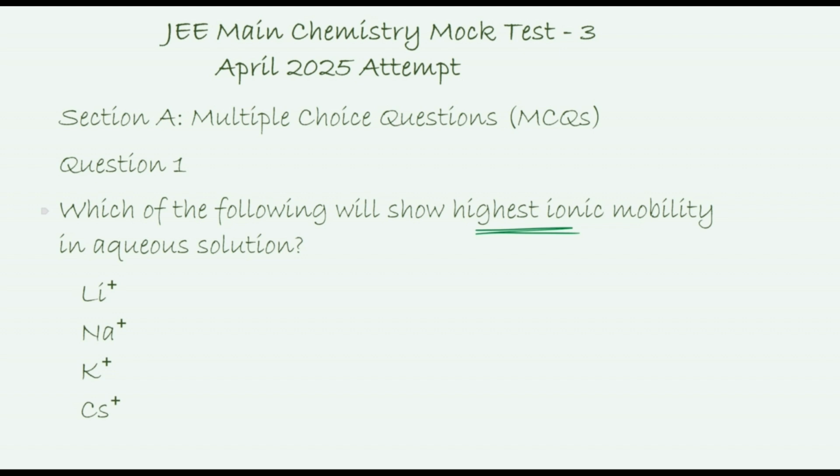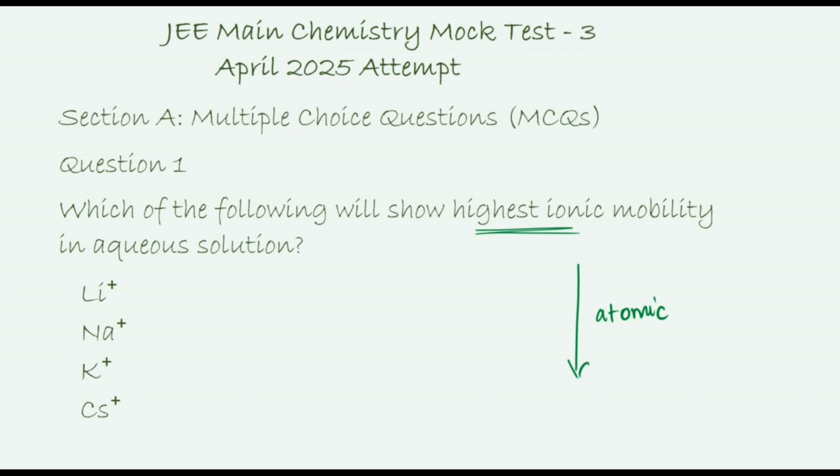Alkali metals. Cesium has the largest ionic size because as we are moving down, atomic size increases, right? Ionic or atomic size increases. Although the ionic mobility decreases with increase in ionic size, right? So what will be the right answer?